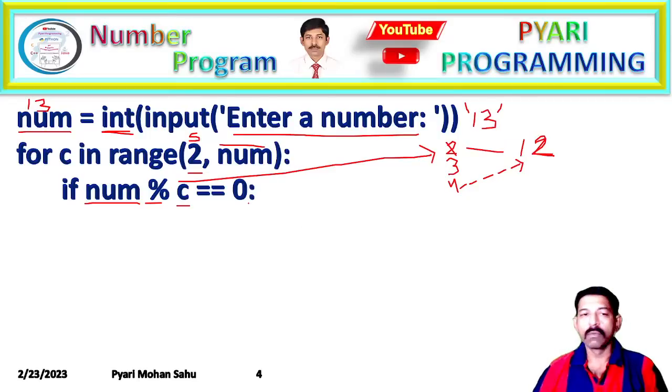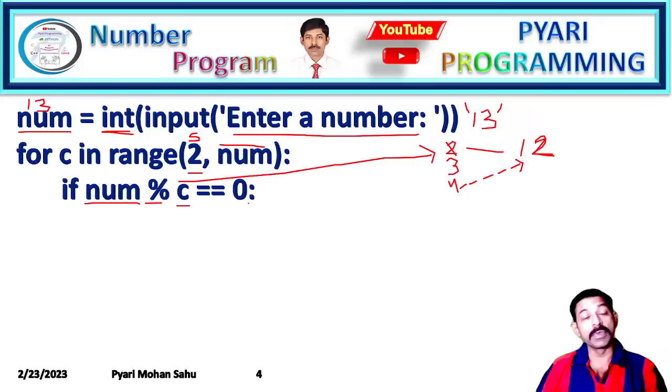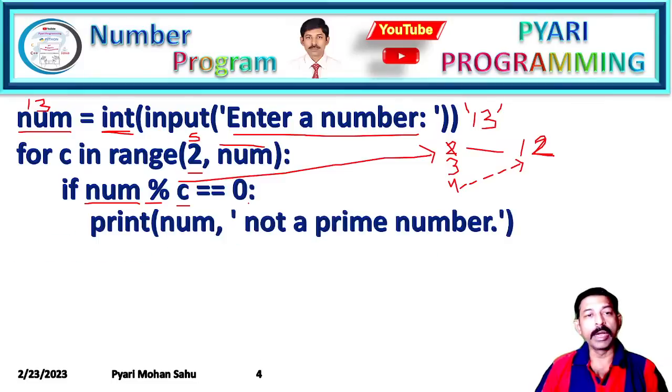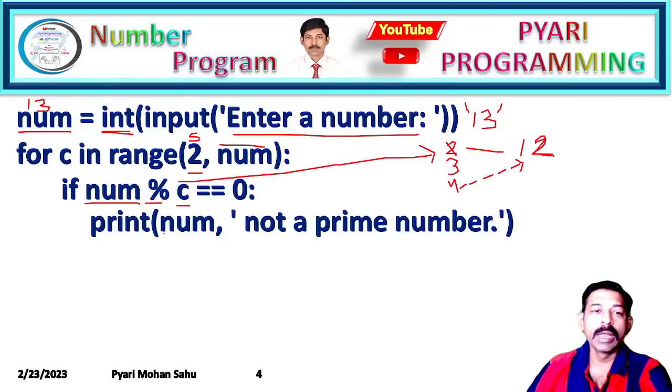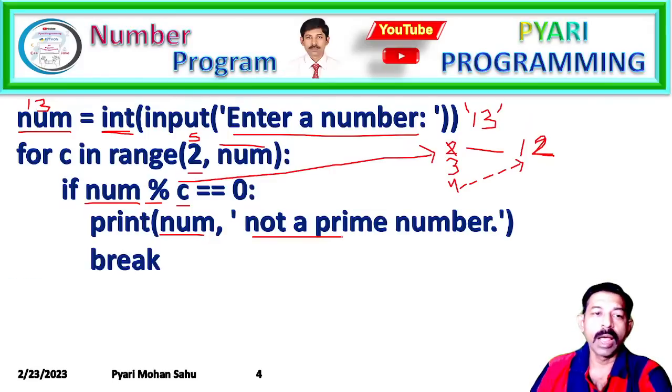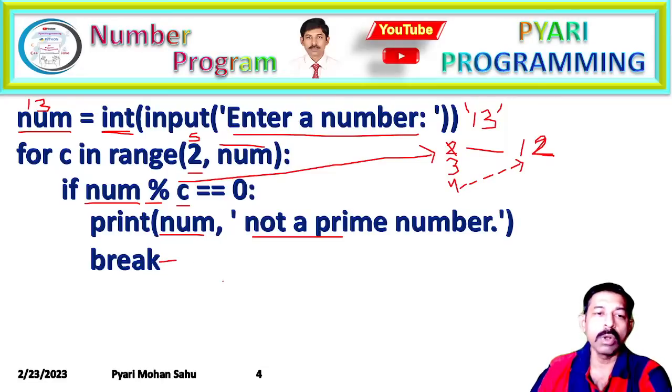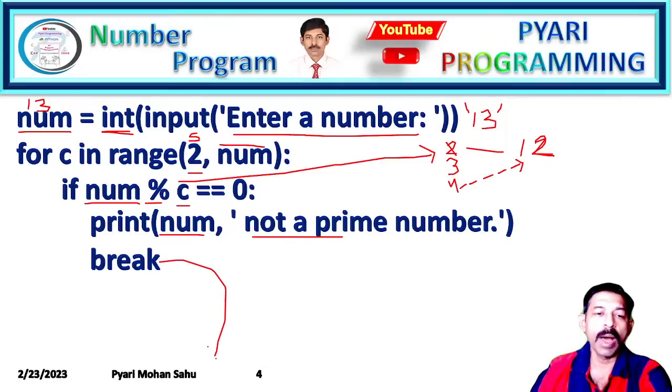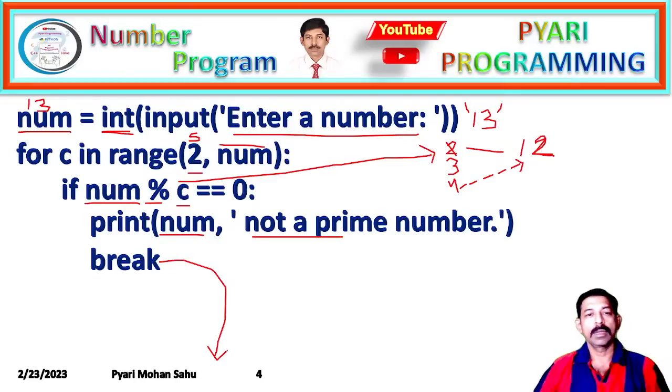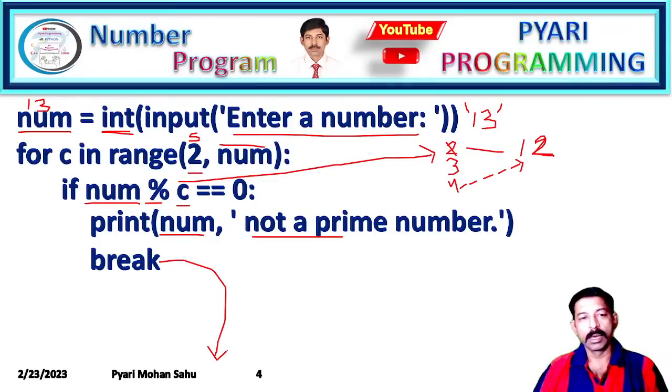Now here, what I need to do: if it is divisible, then it is obviously not a prime number. So I will say that the number entered by the user is not a prime number. And after that, I will stop the loop. So break is used to transfer the control out of the for loop. It will bring the control outside. Is it clear? Now, the else part I am using over here.